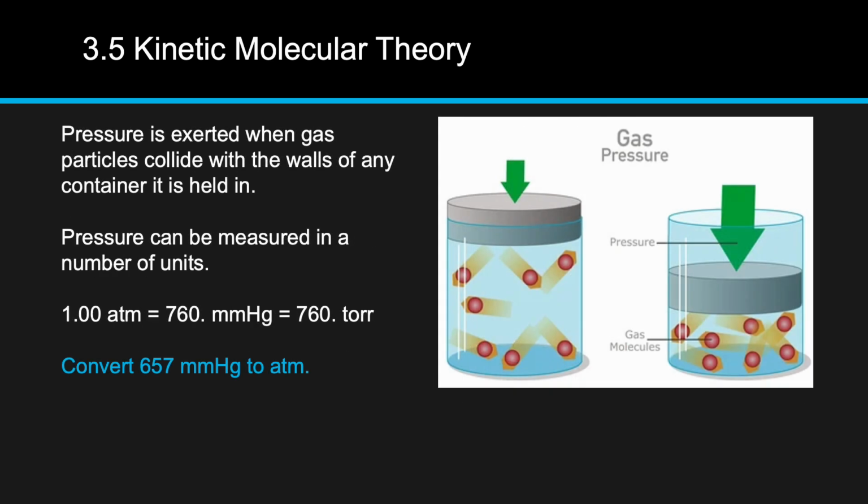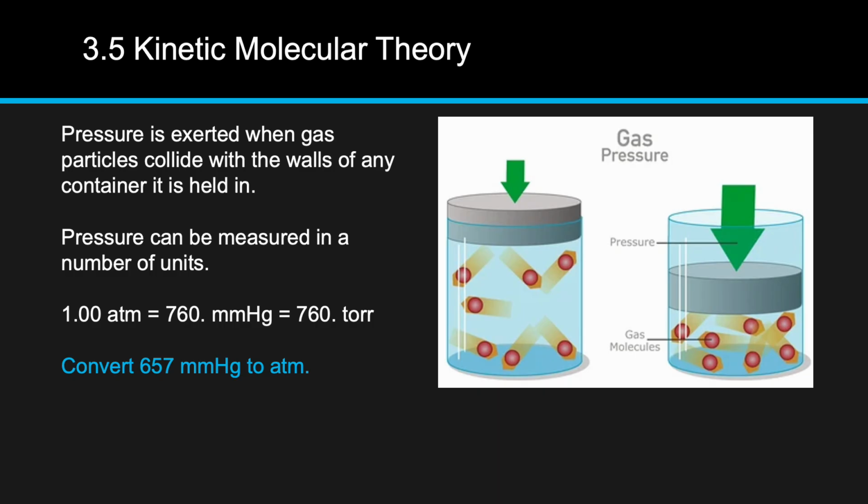Gas pressure comes from particles colliding with the walls of their container. Every collision adds a tiny push, and together these pushes create pressure. We can measure pressure in different units, and the most common are atmospheres, millimeters of mercury, and torr. By definition, 1 atmosphere is equal to 760 millimeters of mercury, or 760 torr.